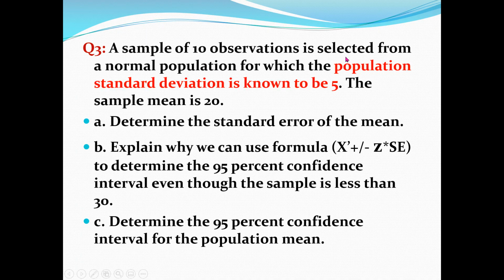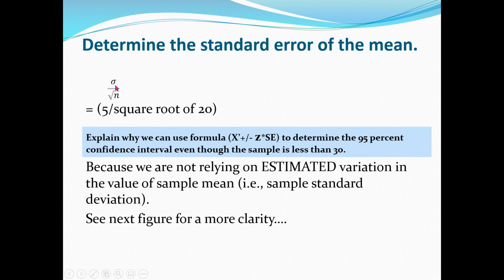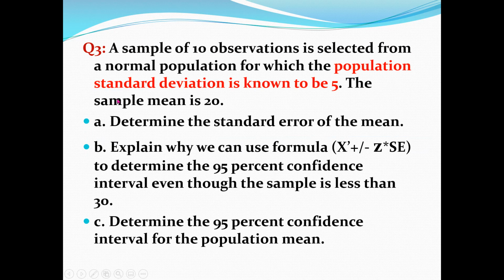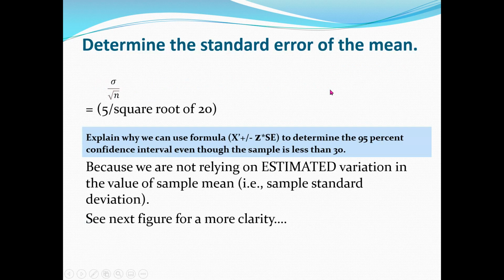A sample of 10 observations is selected from a normal population for which the population standard deviation is known to be 5. The sample mean is 20. Determine the standard error of the mean. So let's focus only on the standard error first. Standard error, as we already defined, is population standard deviation divided by square root of the sample size. In the question the population standard deviation is 5. So 5 divided by the square root of the sample size will give me the standard error.